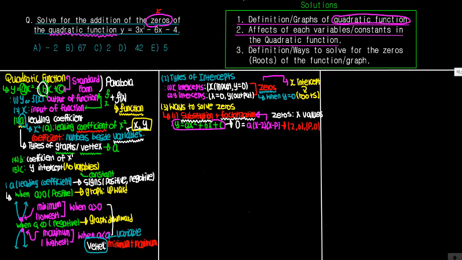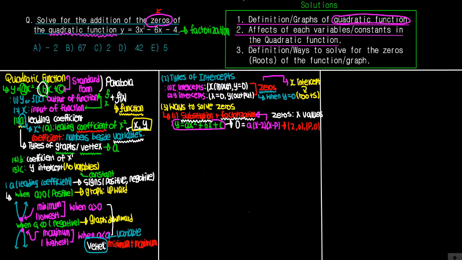But in this case, our function is y is equal to 3x squared minus 6x minus 4. I don't think we can do factorization. So in this video, I'm going to talk about 2 ways to approach this question. There will be 2 videos separately.